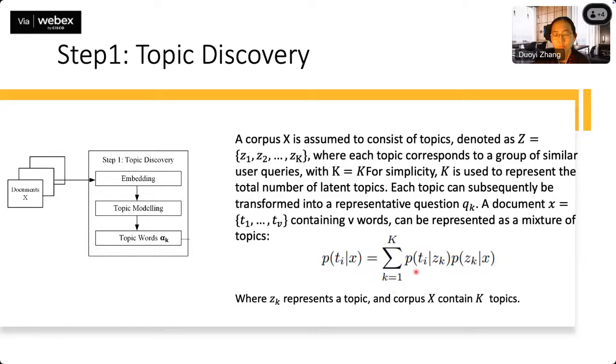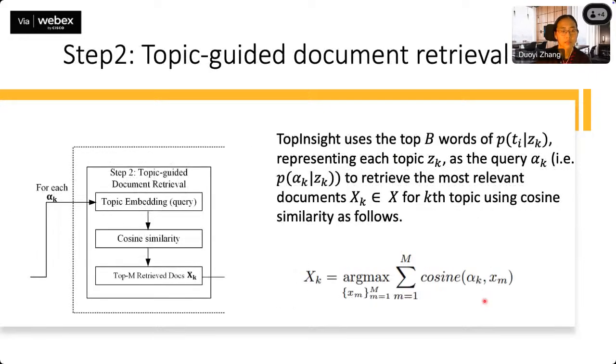And the goal is to predict those words for the statistical generative methods like LDA, BERTopic, and VAE. Here ZK represents a topic and corpus X contains K topics. Okay, so that's step 1, the topic modeling method, as we mentioned in the previous session.